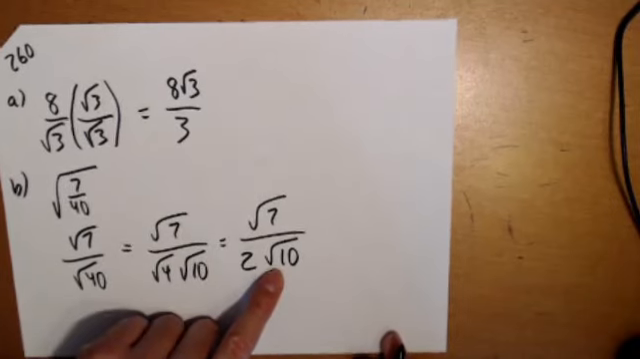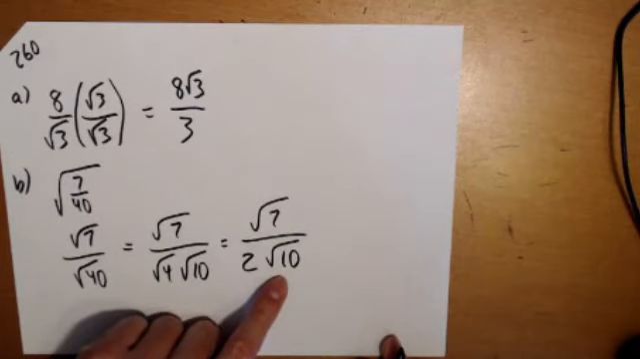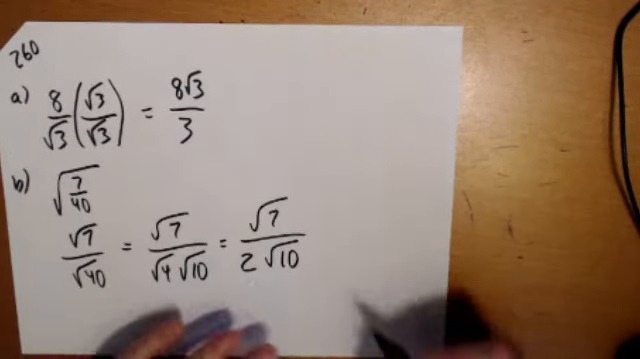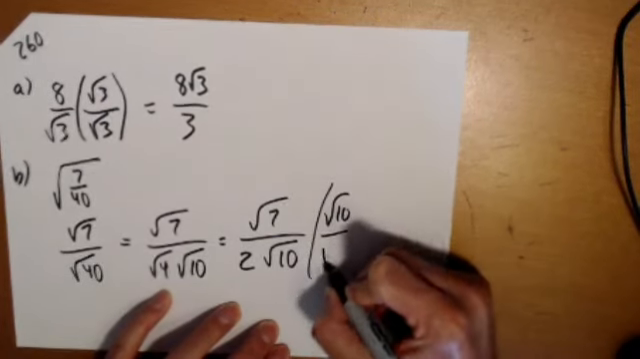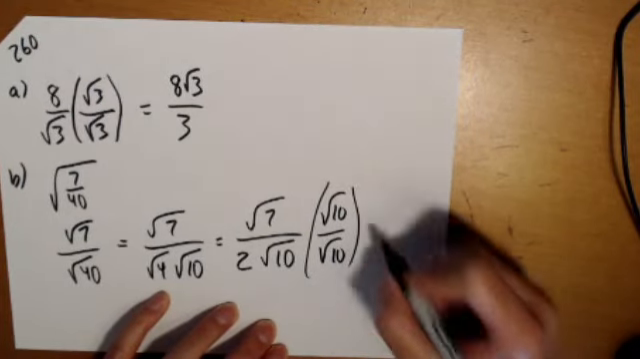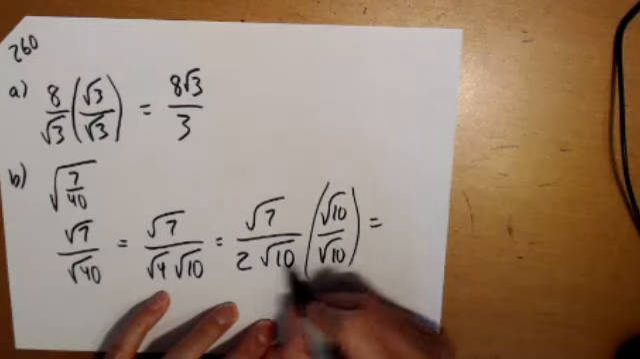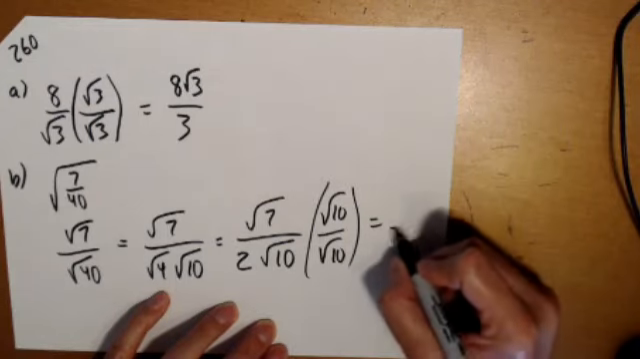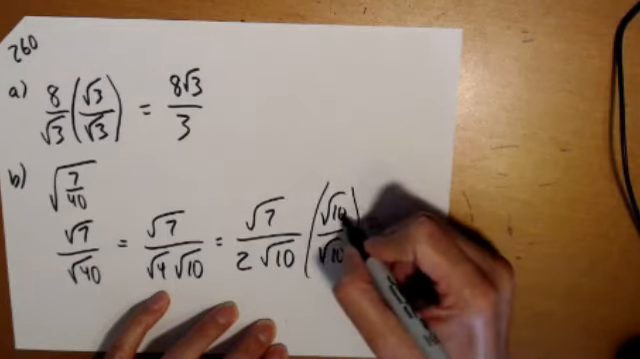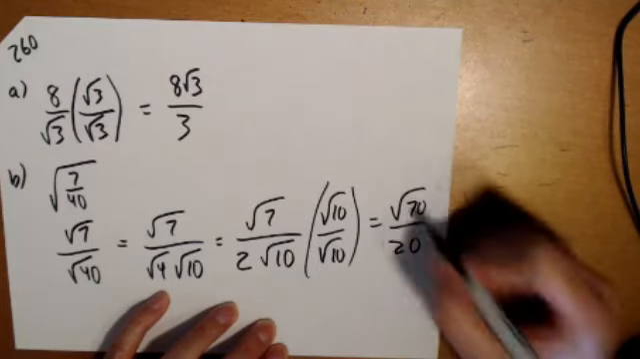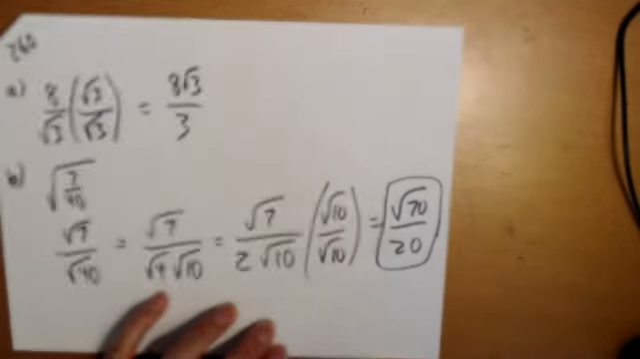Here's my final answer. Oh no, you can't leave radicals downstairs. Okay, let me clean it up. There's a radical 10 downstairs, so let me multiply by rad 10 over rad 10. Boom. And what's rad 10 times rad 10? 10 times 2, 20. Rad 7 times rad 10, rad 70.